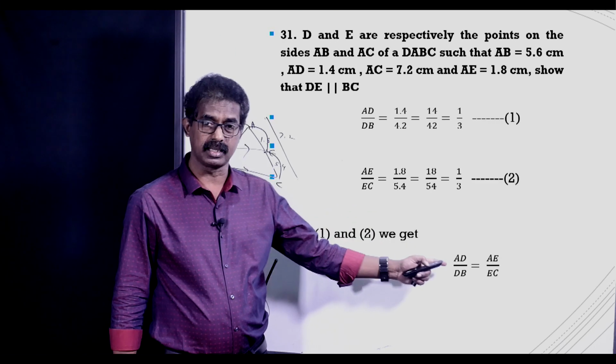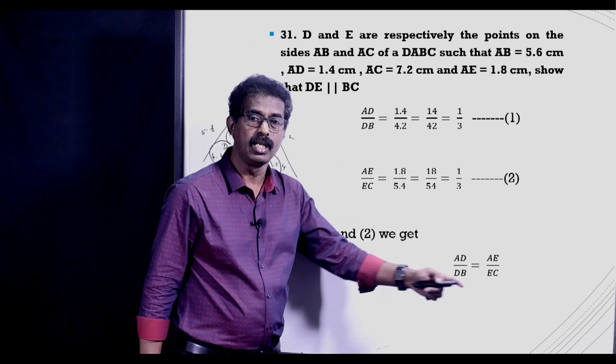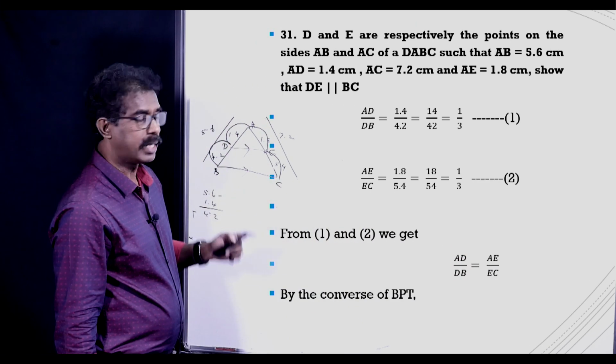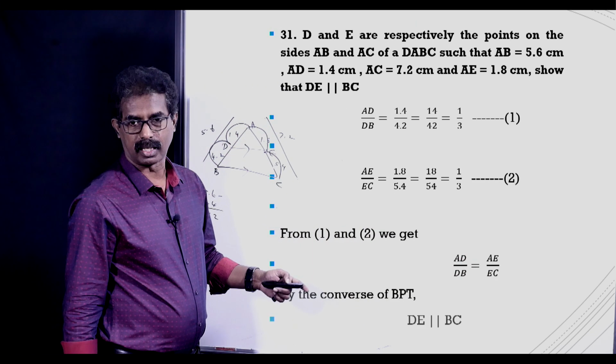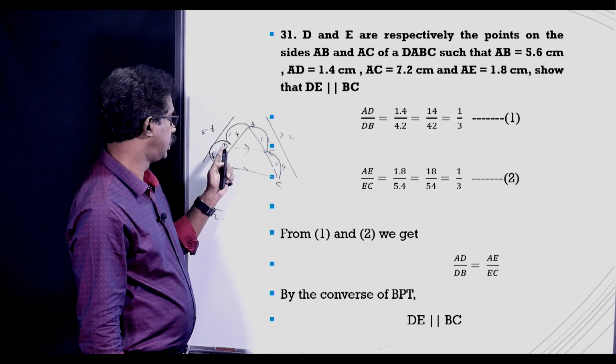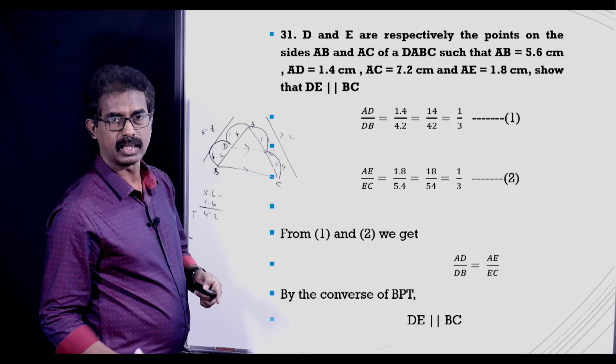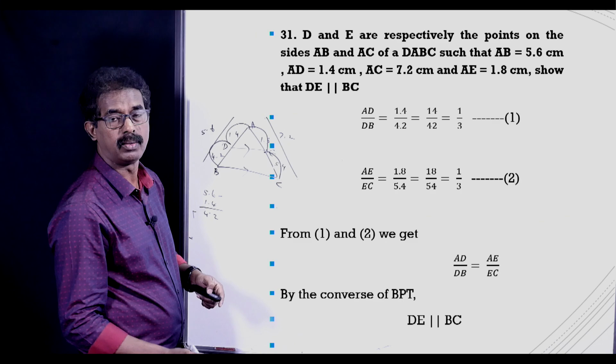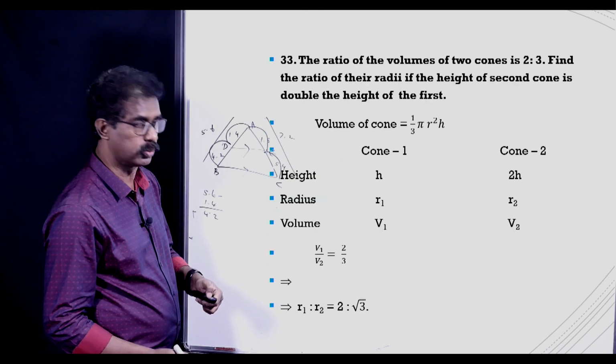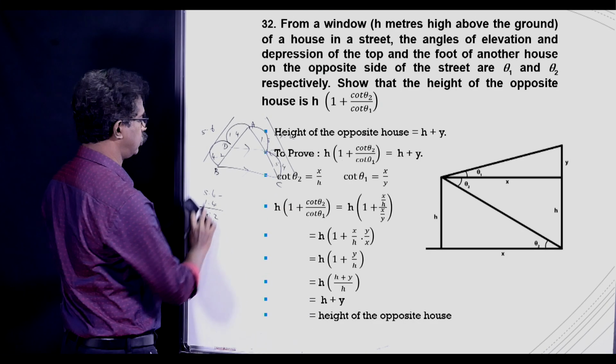So here the condition is satisfied. AD by DB is AE by EC. So you can say by the converse of basic proportionality theorem, DE is parallel to BC. Okay, so that is question number 31. Now you can go for question number 32. Okay, just go through that question 32.